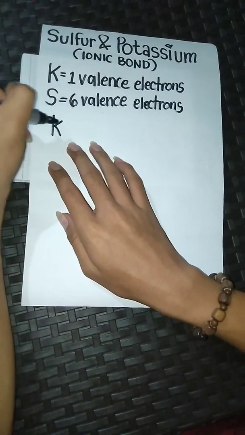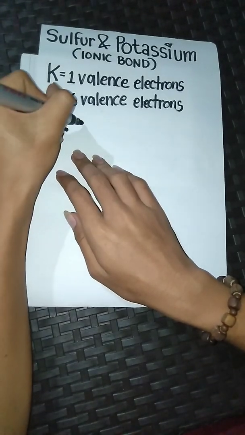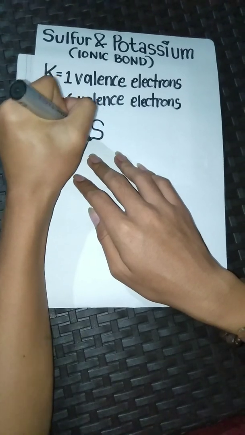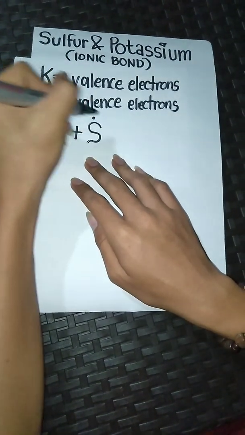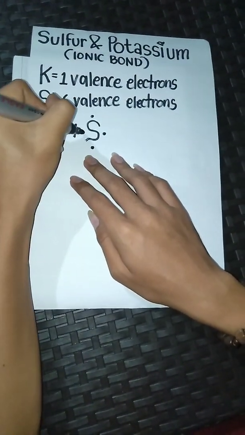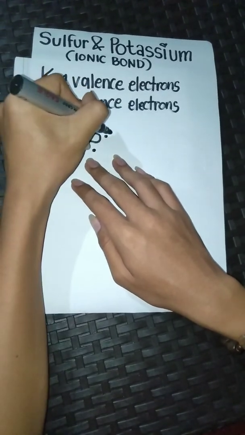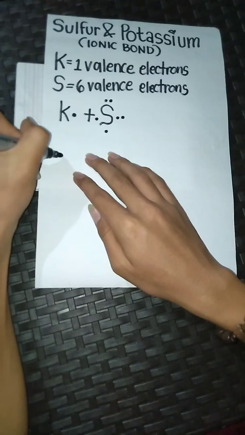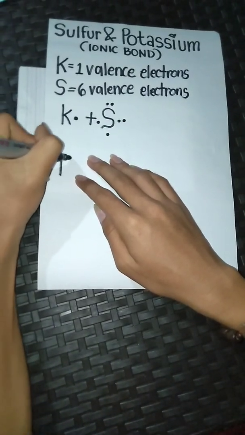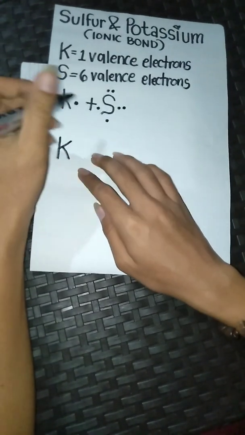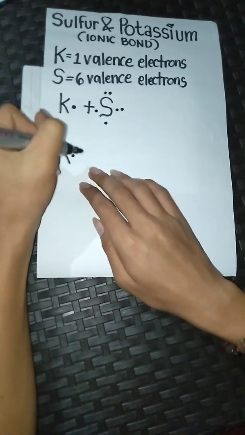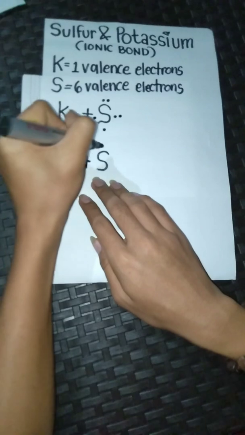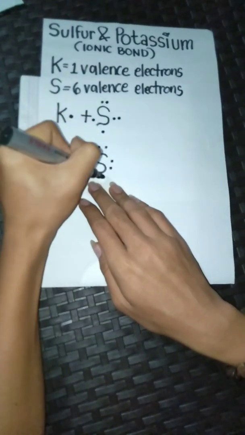Potassium has one valence electron, so we need to put one dot out there. And sulfur has 6 valence electrons, so we need to put 6. 1, 2, 3, 4, 5, and 6. As we copy the situation above, where potassium has one valence electron while sulfur has 6 valence electrons.